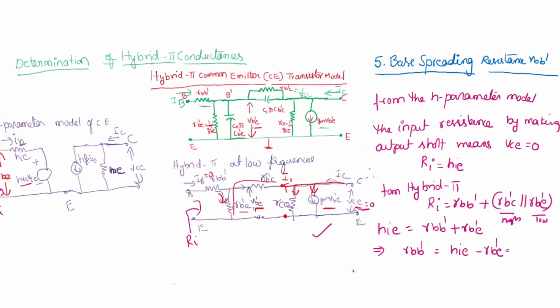That is nothing but HIE minus RB dash E, and RB dash E is HFE by GM. Or you can write another form as HIE minus HFE into VT by IC, since GM is IC by VT. Okay, these are all the equations for RBB dash. So this is the concept of determination of hybrid pi conductances. We totally derived 5 parameters, 4 conductances and 1 base spreading resistance.